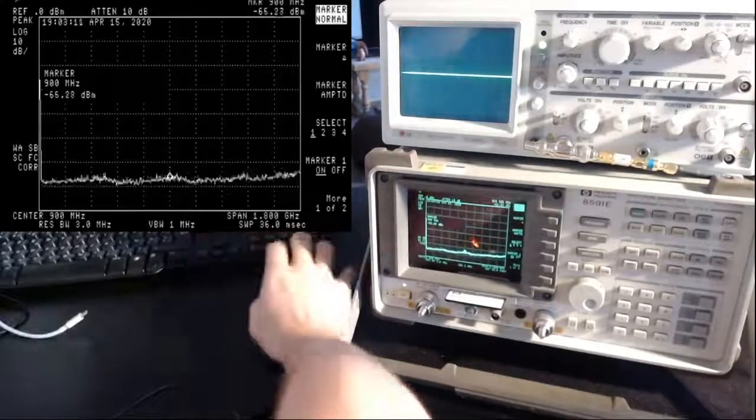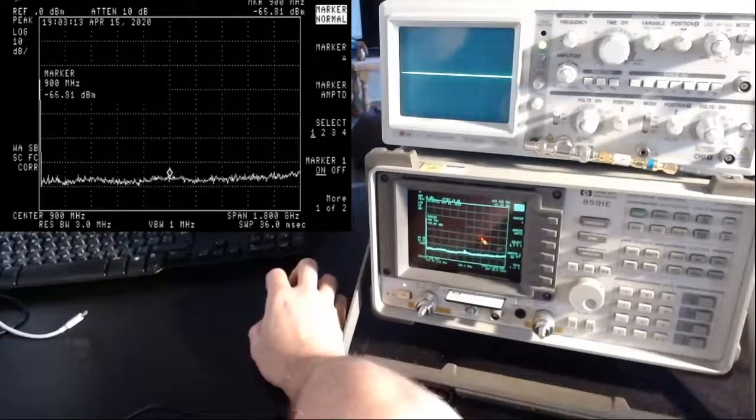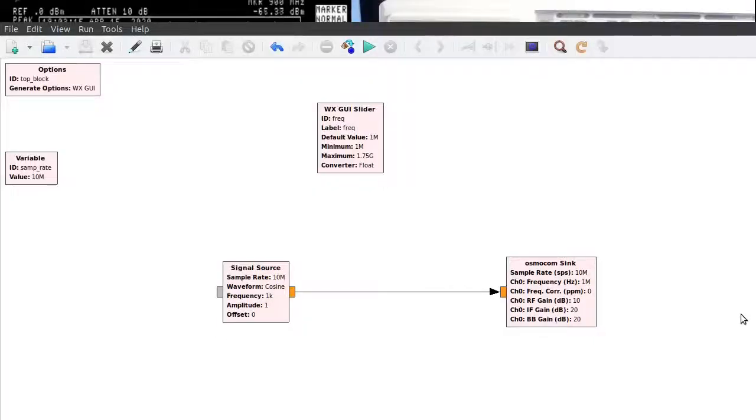Okay, so now let's activate the HackRF, and to do that I created this little script, this little sketch in GNU Radio. So let me just show you what it does. There is a signal source. This produces in software a cosine wave of frequency 1 kilohertz, and this is going to the HackRF, which is this component here in GNU Radio.